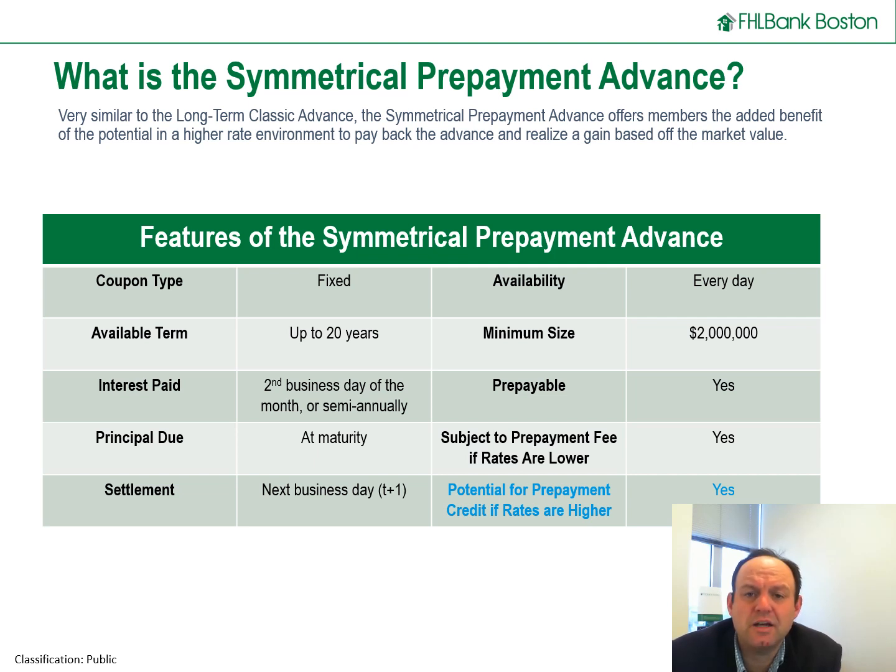And as the header outlines, it is very similar to an advance that many of you are already familiar with, the classic advance. So if we look at the table below, it shows some of the characteristics of the advance. All of those are identical to what the long-term classic advance affords, except for the last one on the bottom right, highlighted in blue, in that in a rising rate environment, there is the potential to receive a prepayment credit by unwinding the advance. And we'll take a deeper look at that in the following slide.